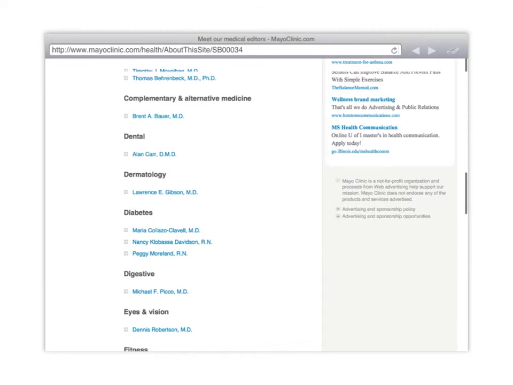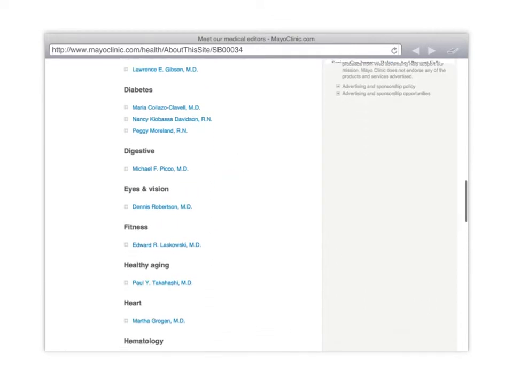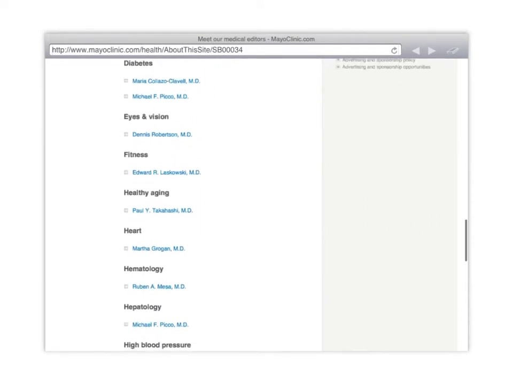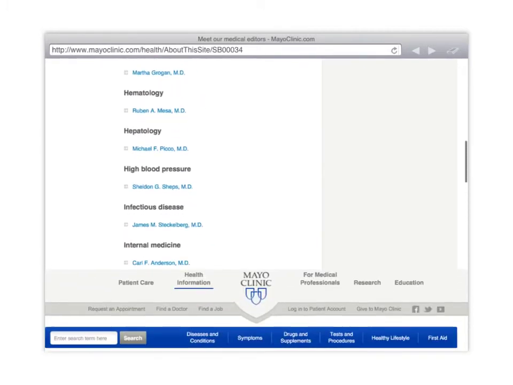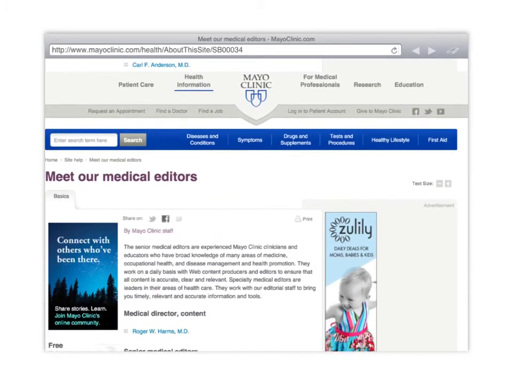There's some RNs, which is a registered nurse. So we have people who have direct experience in the medical field. So these are people who are highly educated and very likely highly experienced. So that's a good thing.